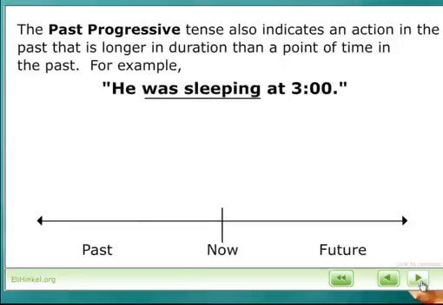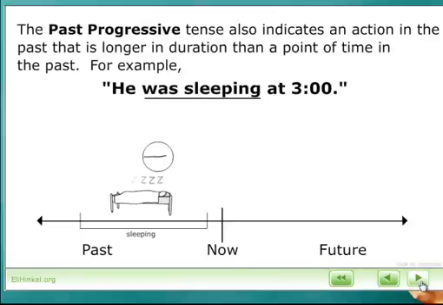Past progressive also indicates an action in the past with longer duration than a specific point of time. For example, he was sleeping at 3 o'clock. She was working at 12 o'clock. You can look at the timeline there. See, he was already sleeping and still sleeping at 3. He was sleeping at 3 o'clock.